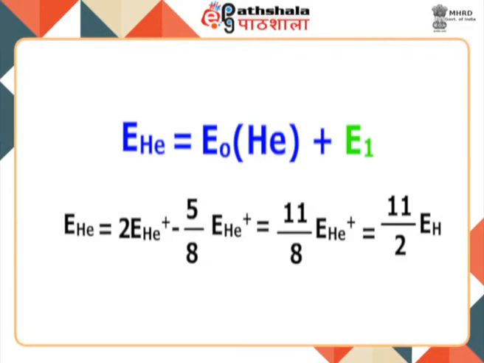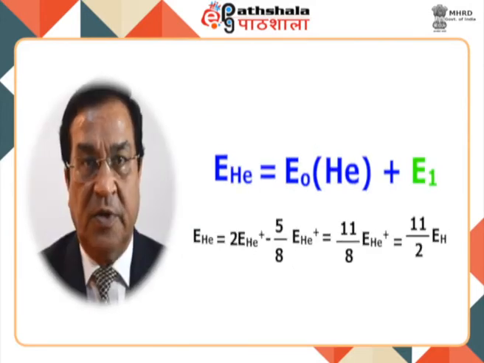If we look at this expression which we just discussed, if we want to calculate the ground state energy, that means for n equal to 1, then energy of hydrogen atom in atomic units is half. And if we put it in and calculate the corresponding energy of helium atom, this becomes 11 by 2 into energy of hydrogen atom, which is half, and therefore this becomes minus 2.75 atomic units. And that is the energy of helium atom in ground state calculated using first order perturbation theory.